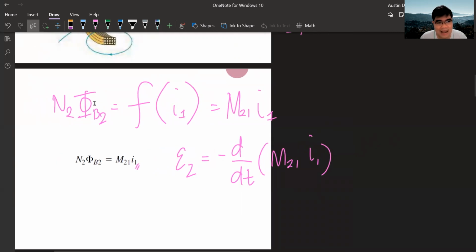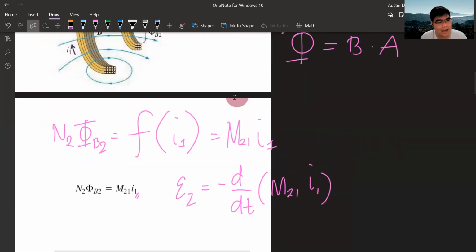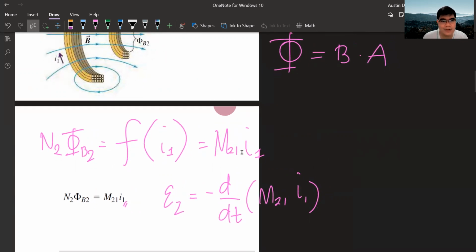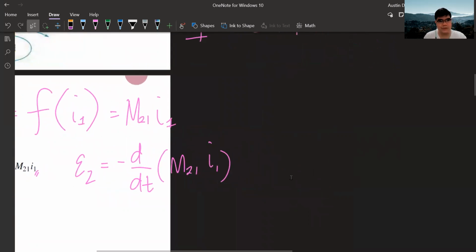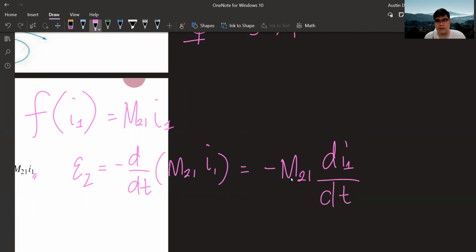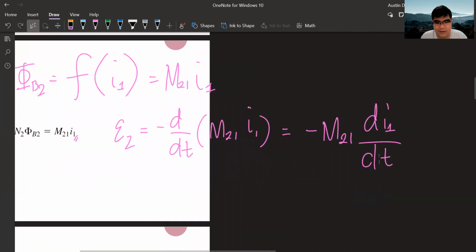paano nagre-relate si phi kay I. Alam lang natin na they are both related. So when phi changes, I changes. Okay? So kaya tayo gumawa ng constant M21 para siya mag-absorb lahat ng hindi natin alam. Okay? So you can do that. You can always do that. There's no harm in doing that. So I have here magiging negative M21, then dI1 over dt. Okay, so we have this.